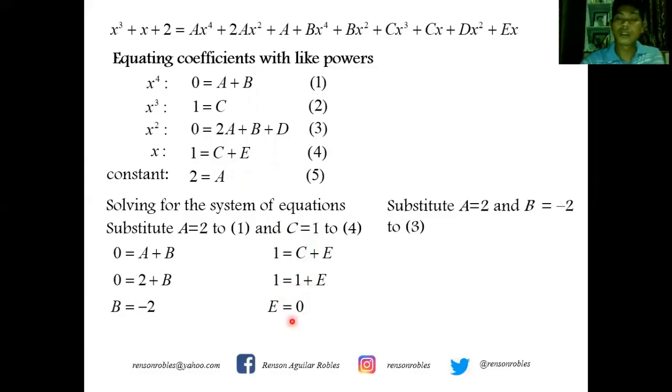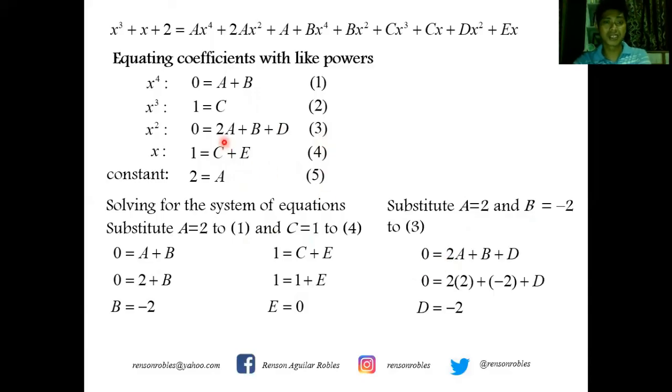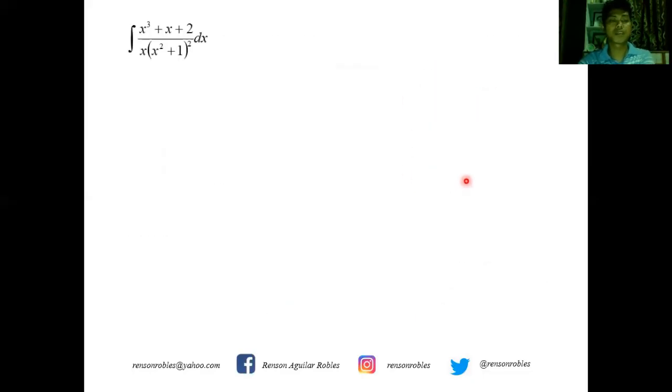And the next thing to do is to substitute a equals 2 and b equals negative 2 to equation number 3. We have 0 equals 2a plus b plus d, and then a is equal to 2 and b is negative 2. Solving this equation, you have d equals negative 2. So with the values of a is 2, b is negative 2, c is 1, d is negative 2, and e is equal to 0, these values will be replaced to the given partial fractions.